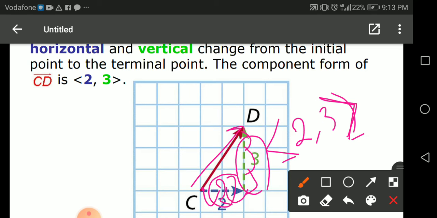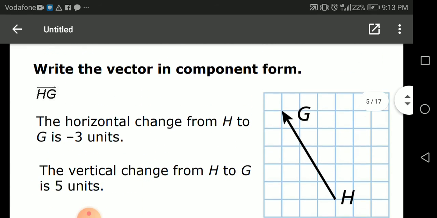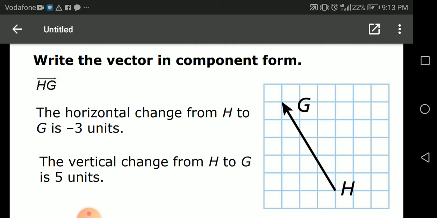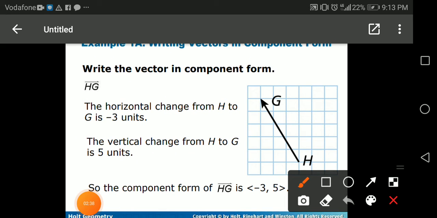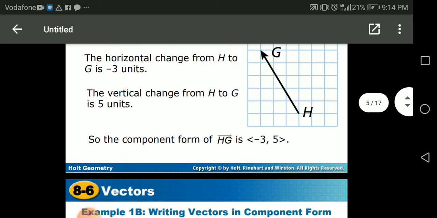Now write the vector in component form for HG. This is very easy now. I moved to the left, so negative 1, 2, 3. So we have negative 3, and up 1, 2, 3, 4, 5, positive 5. So we have negative 3 and positive 5, the components of vector HG. Easy one, I think.